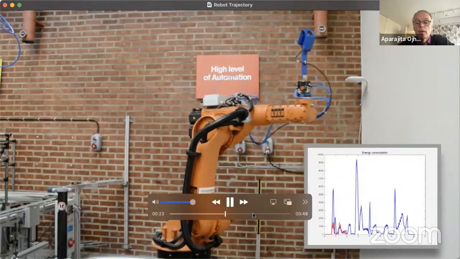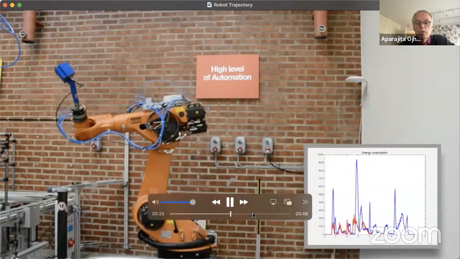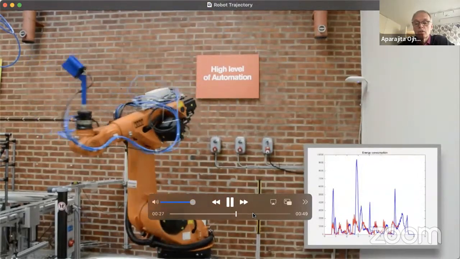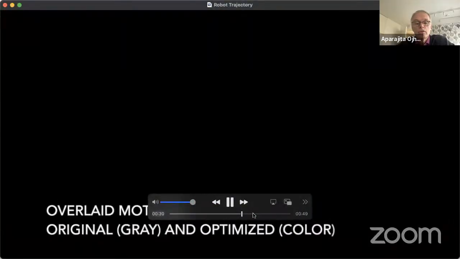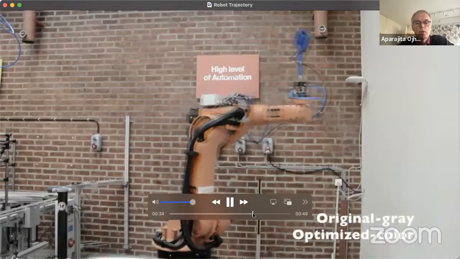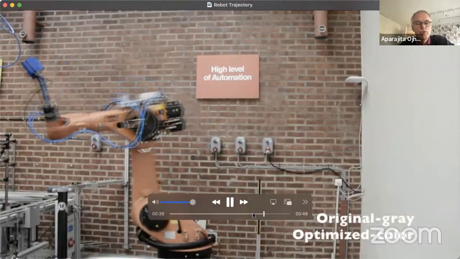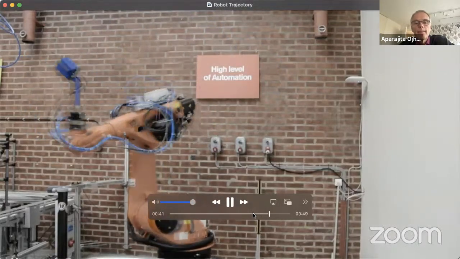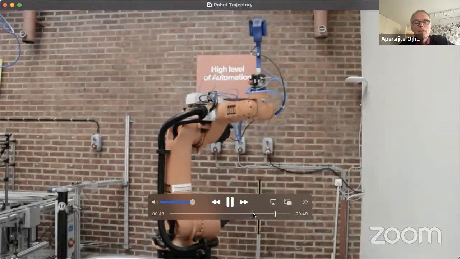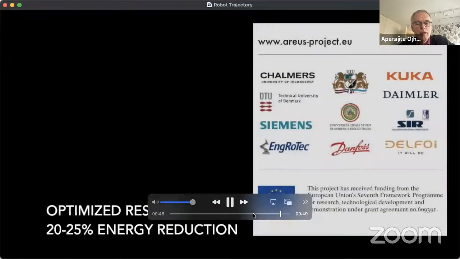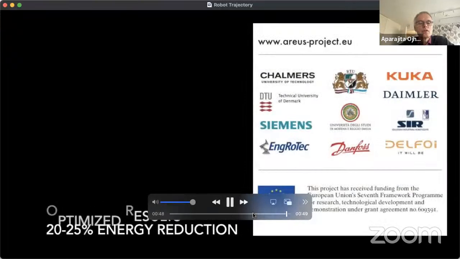And then we have the optimized motion. And you see the energy consumption, see on the sound that it does not act so aggressively. Then you have both of these motions together, and you see it's not that big difference. Here you could see some difference. But they stop exactly at the same time. And still we were able to reduce the energy consumption about 20 to 25%.